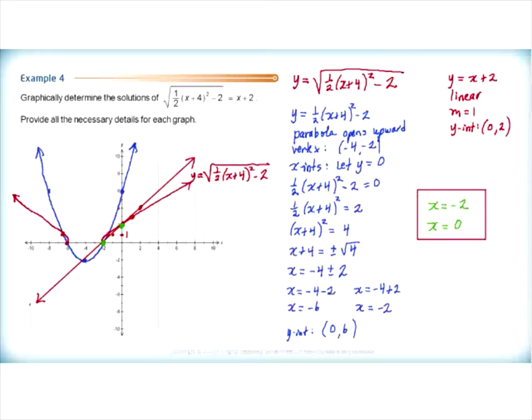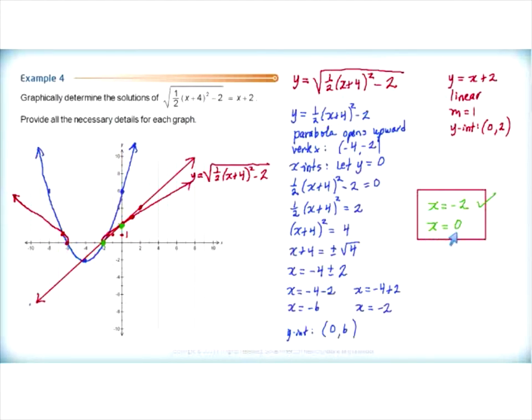We need to check our answers here to make sure that they are correct. When x is equal to -2, -2 plus 4 is 2, 2 squared is 4, half of 4 is 2, 2 minus 2 is 0, and the square root of 0 is 0. -2 plus 2 is also equal to 0. So we know that x equals -2 is a correct solution for this equation.